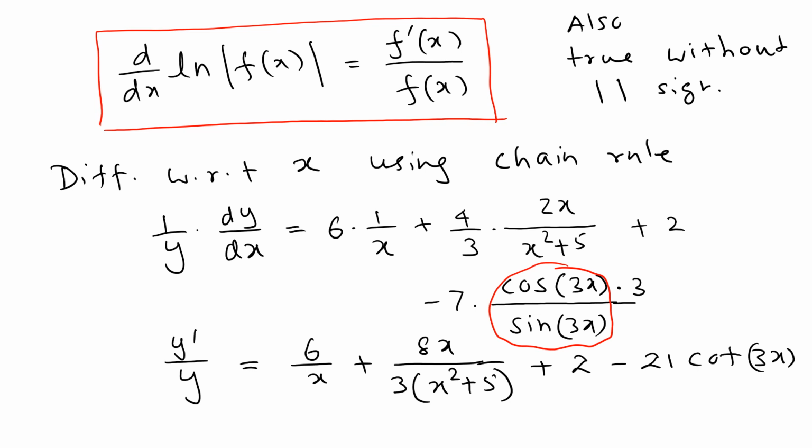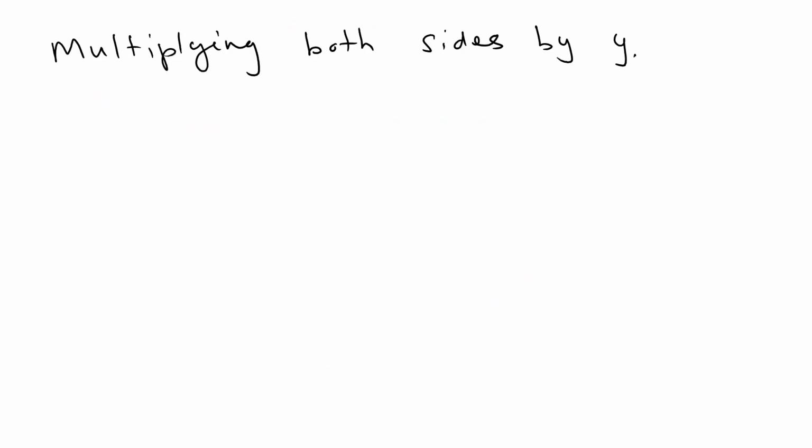Now what we're going to do is multiply both sides by y. So that's the next step. Multiplying both sides by y, we always have this step. So what will happen is you're going to get y prime equals y times that large expression. I'm going to leave it like that. So let's write the large expression now.